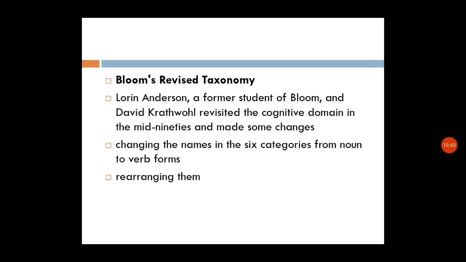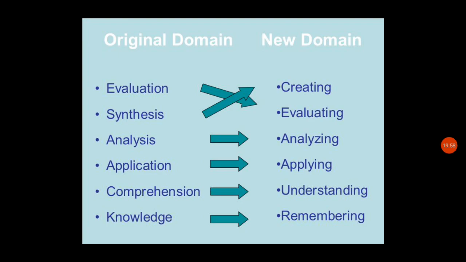So then comes Bloom's Revised Taxonomy. How it changed: the original domain was knowledge, comprehension, application, analysis, synthesis and evaluation, and that was made into verb form and some rearrangement was done. Instead of knowledge, now it is remembering. Instead of comprehension, now it is understanding. Instead of application, now it is applying. Instead of analysis, now it is analyzing.